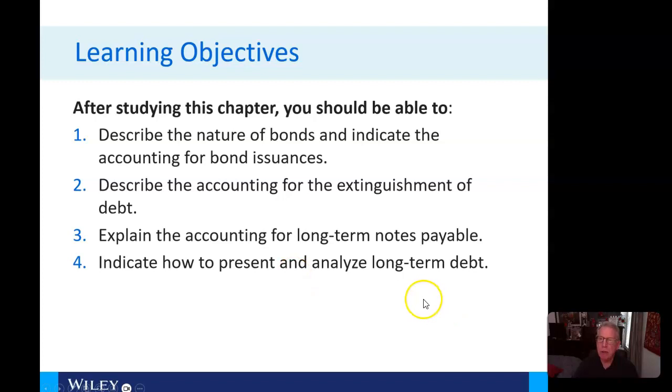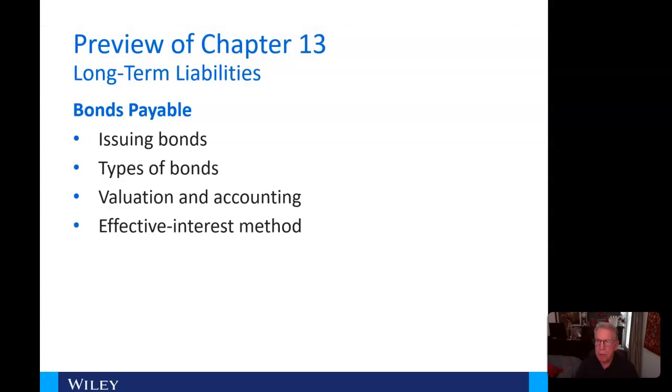Our learning objectives from this chapter: we're going to look at describing the nature of bonds and indicate how we account for bond issuances. We'll take a look at describing the accounting for the extinguishment, love that academic term, that would be paying back the debt. And then under number 3 here, we'll explain the accounting for long-term notes payable. And lastly, we'll indicate how to present and analyze long-term debt.